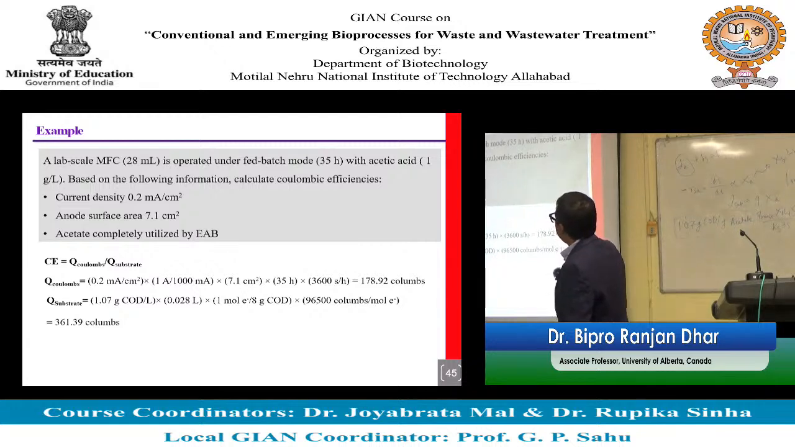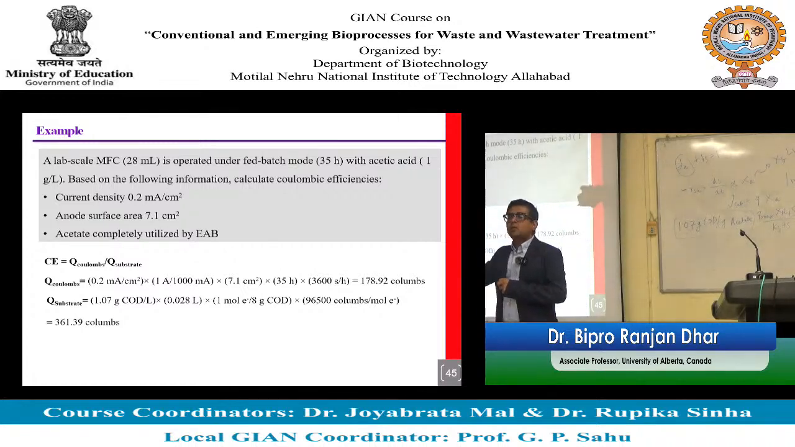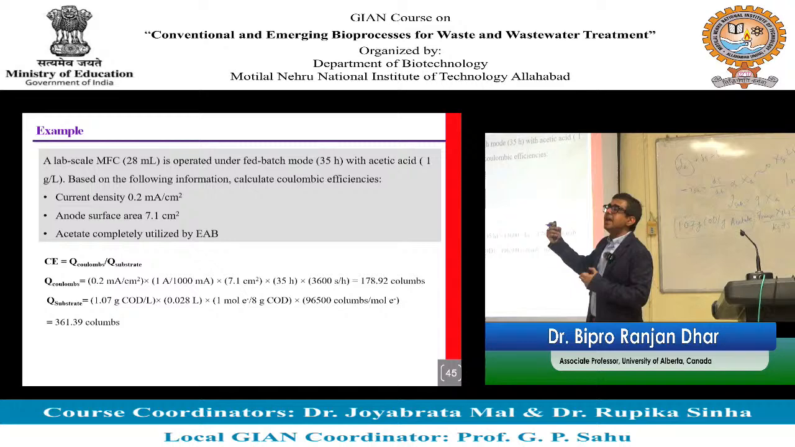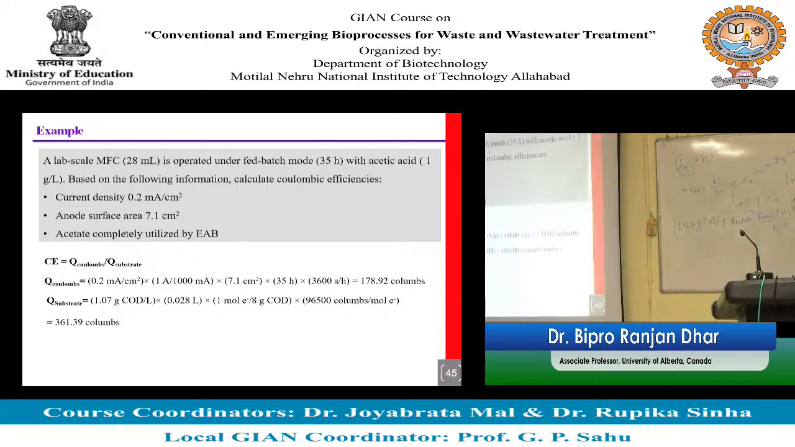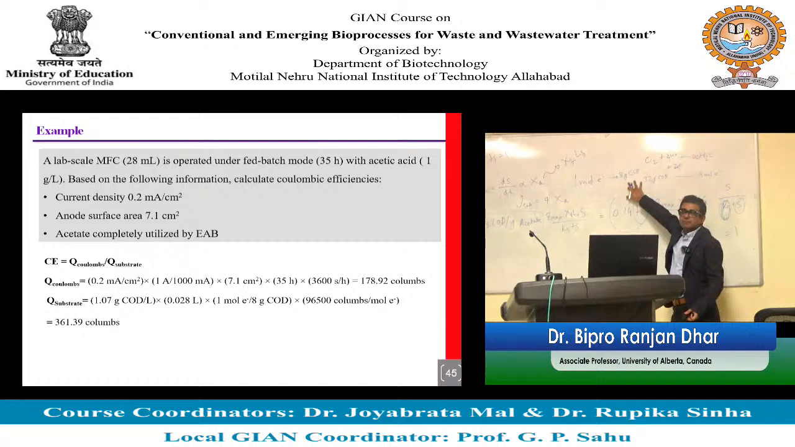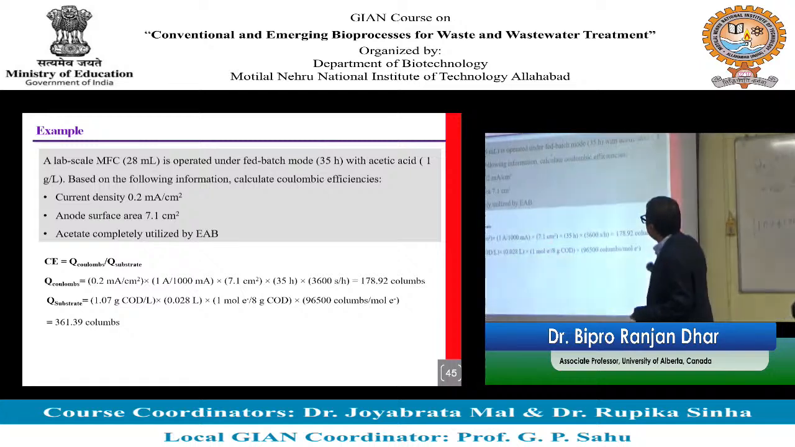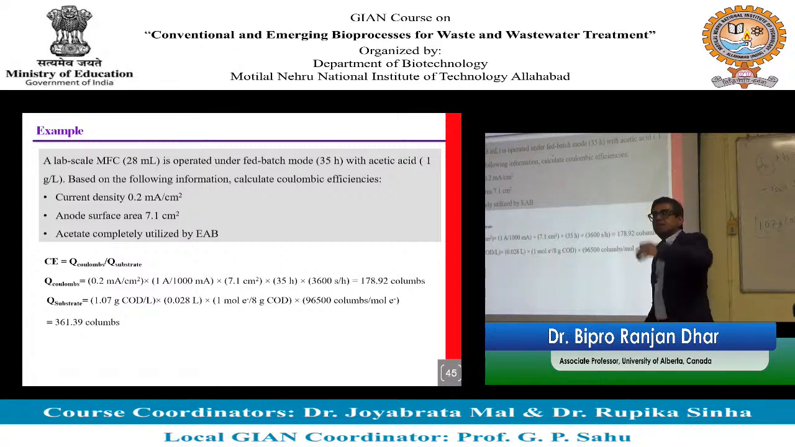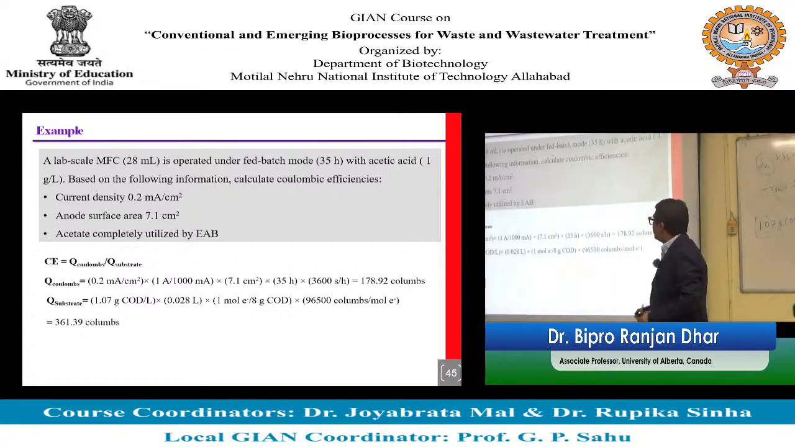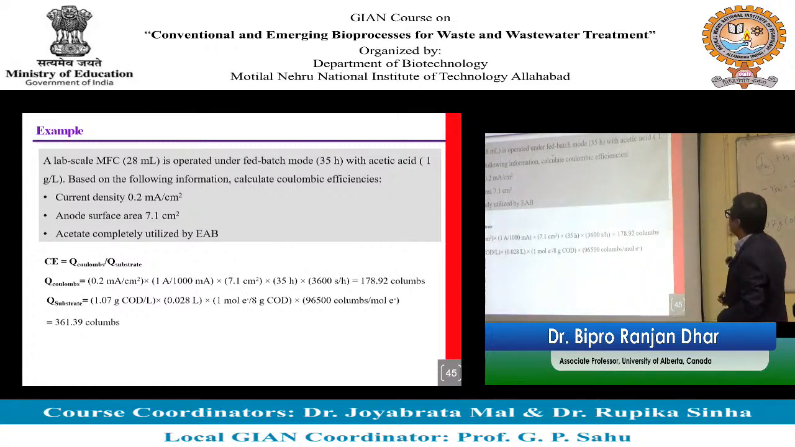So 0.028 liter, and now COD needs to be converted to what? Coulomb. And we know that 1 mole of electron is 8 gram COD, right? So now I convert the COD to mole of electron: 1 mole of electron per 8 gram of COD. And now I know the charge of electron. So 1 mole of electron, from Faraday's constant, is 96500 coulomb per, sorry, per mole of electron.